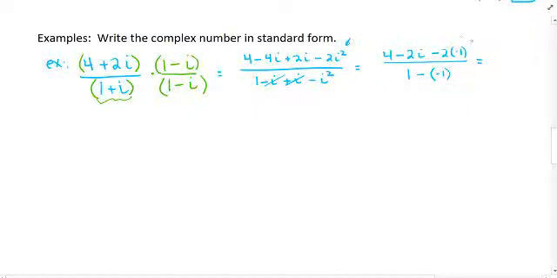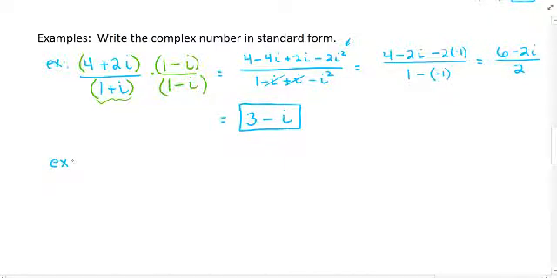Okay, so this becomes 4 plus 2. Then I have my minus 2i, and in the denominator I get 1 plus 1, which gives me 2. Now I can simplify this even more. 6 over 2 is 3, minus 2 over 2 is i. So that very complex looking number is now simplified into standard form.